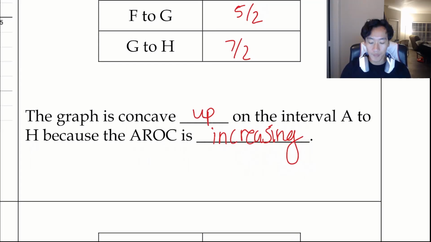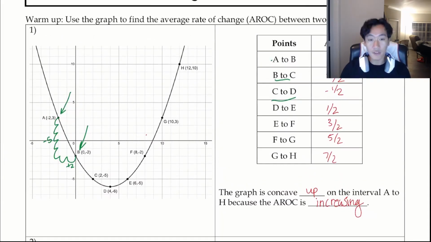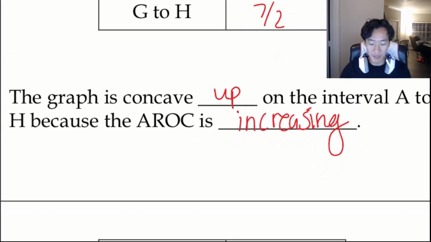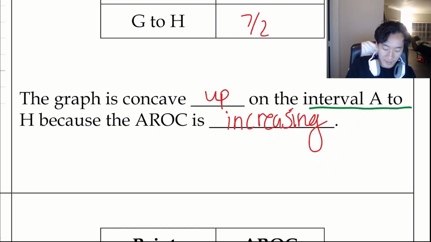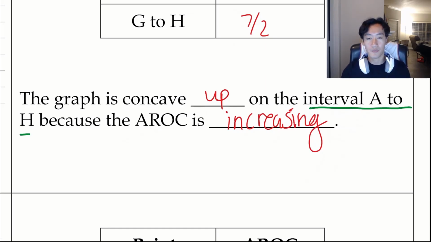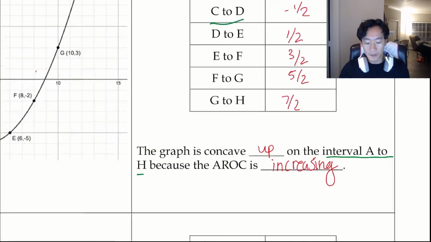Let's explain why. Graphically, it's visibly going up, shaped like this. It's definitely concave up inherently, just looking at it. But the reason they provided was that from intervals A to H, it's concave up because the average rate of change is increasing. And that's true for any case where the average rate of change is increasing. You can see this based on the table that we filled out.